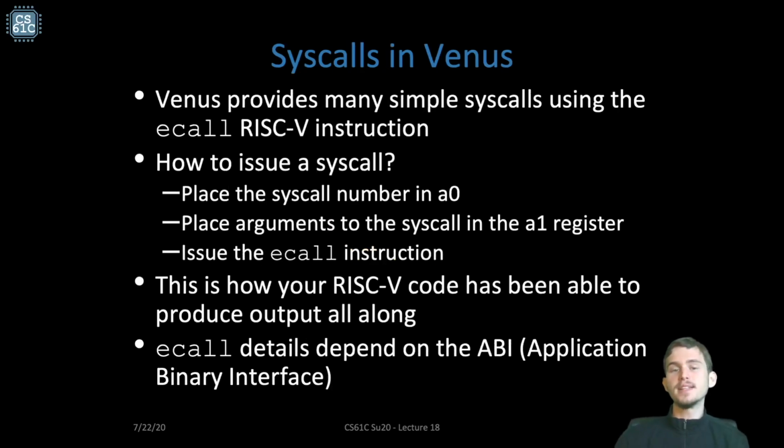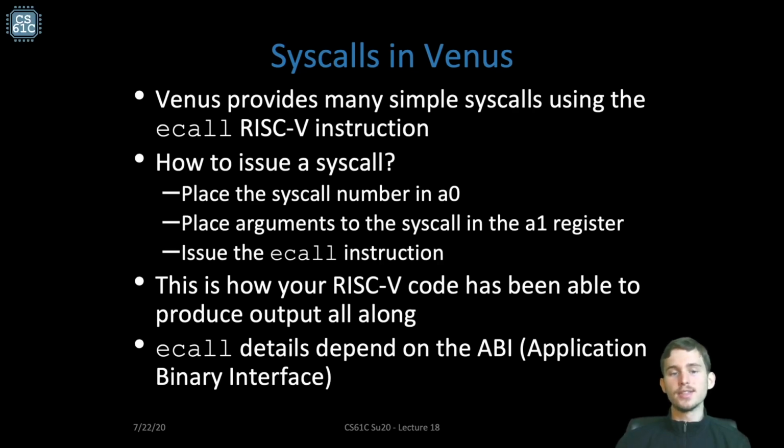Venus actually provides many simple syscalls using the ecall RISC-V instruction. So ecall is really the syscall in RISC-V. So how do we issue a syscall? Well, in Venus, we would place the syscall number in A0, and then we'd place the arguments for that syscall in A1 through A7, and then we'd issue an ecall. Venus understands what each of these syscall numbers is, and it will do whatever it needs to do based off of what the operation told it. So this is how your RISC-V has been able to produce output all along.